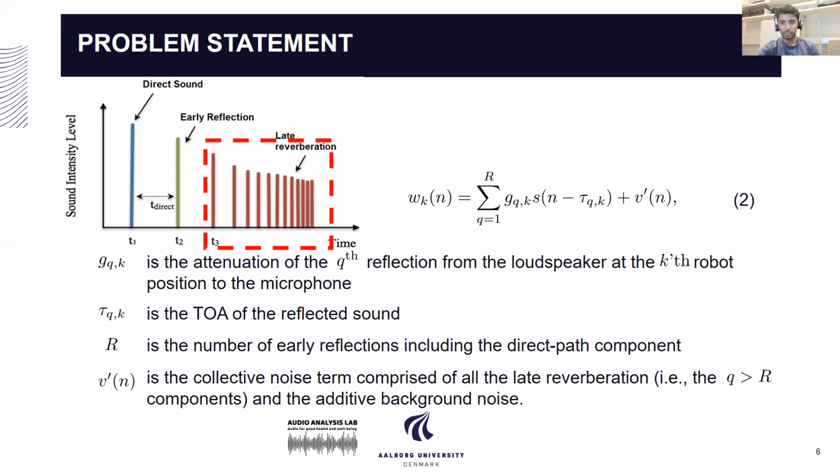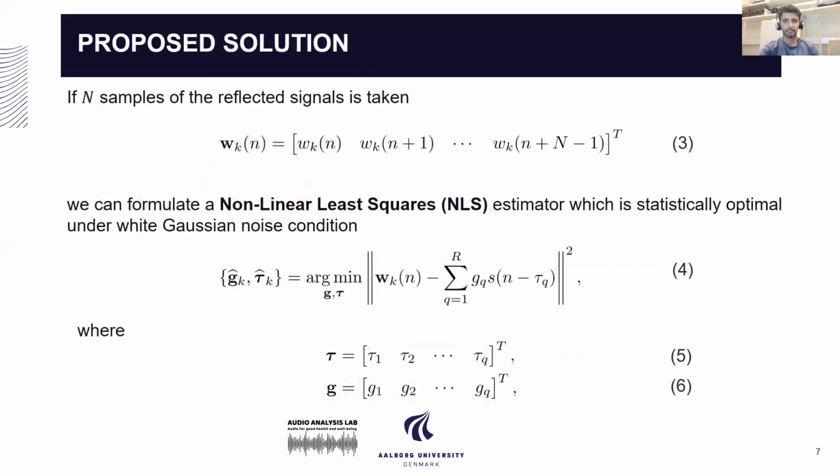Equation number 2 shows that it is a sum of all the reflections represented by gain and time of arrival parameters. The gain parameter is denoted as g and the time of arrival parameter is denoted as tau, and R is the number of reflections including the direct path component. If we take n samples of the reflected signals, then we can represent our observation w(n) as shown in equation number 3. Based on this knowledge, we can then formulate a nonlinear least squares estimator as shown in equation number 4.